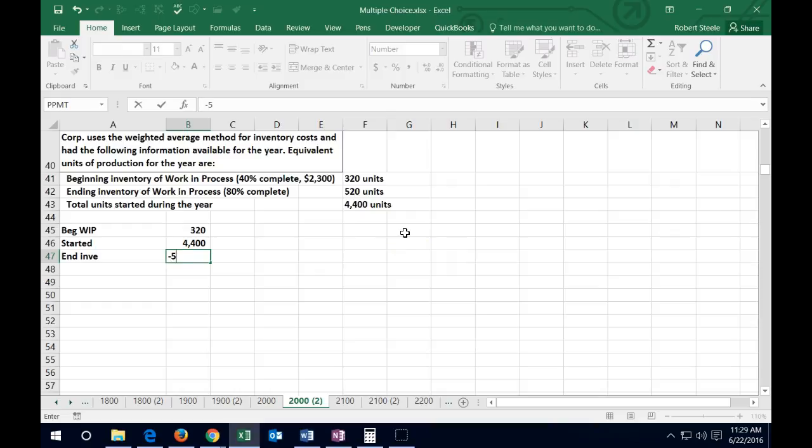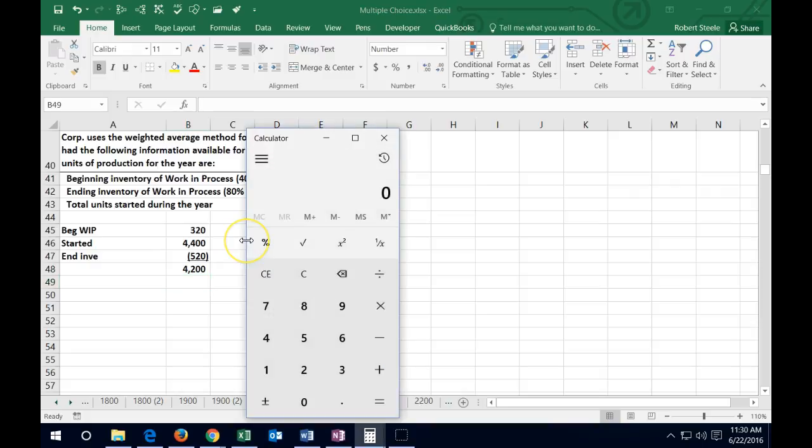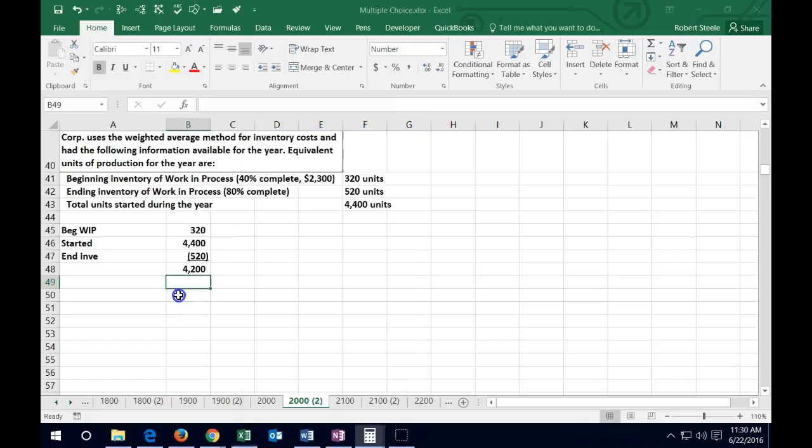I'm going to put a negative 520, and I'm going to take this plus this minus that. I'm going to put my cursor here and go to the Home tab, font, underline that. We'll do that with the sum function: equals the sum of the 320, the 4400, the minus the 520. Obviously if we did that on a calculator, it's 320 plus 4400 minus the 520, which gives us the 4,200. Then we're going to take a look at the ending work in process.